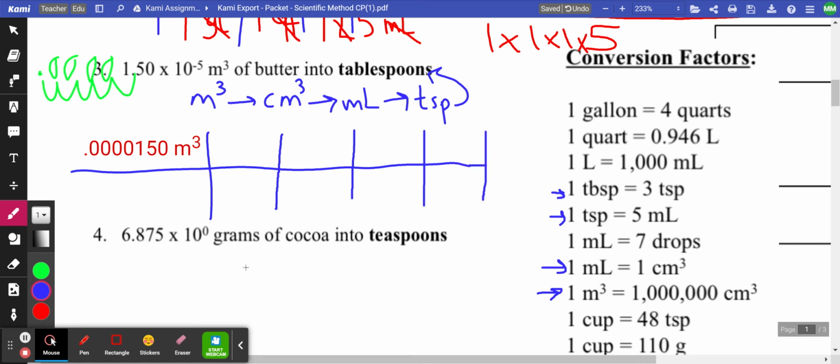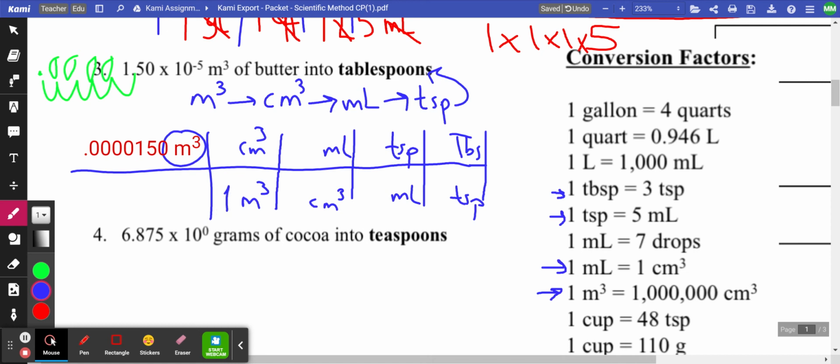So let's start. Meter cube. So I have to have meter cube on the bottom, centimeter cube on the top. And then I have to have centimeter cube on the bottom, then milliliter on the top. And I'm going to have milliliter, convert milliliter to teaspoon. And finally, teaspoon is converted to tablespoon. Okay? And we're going to plug in the numbers.